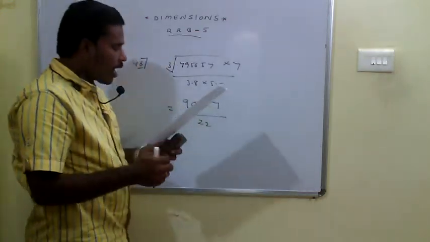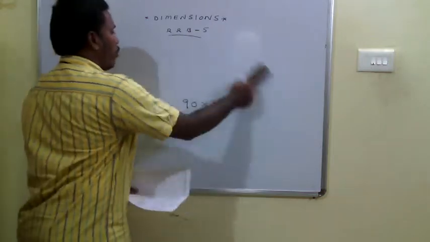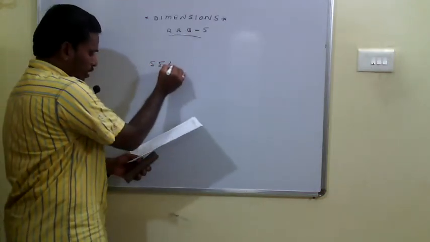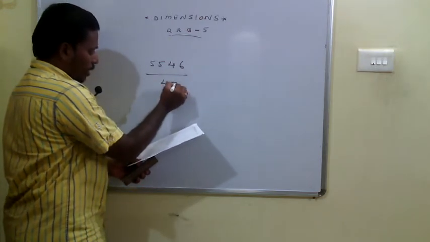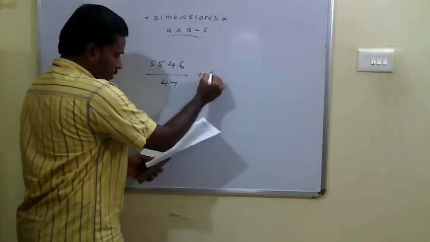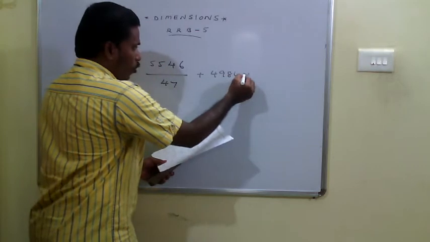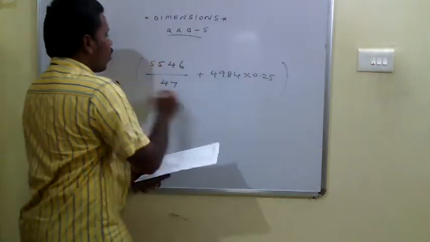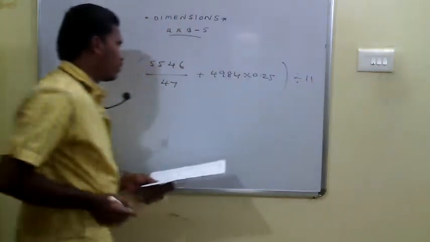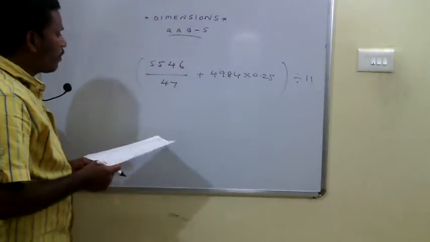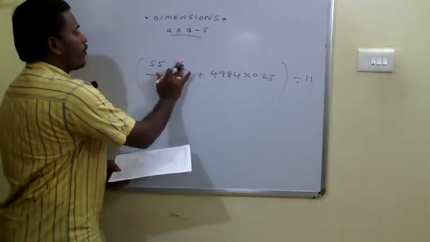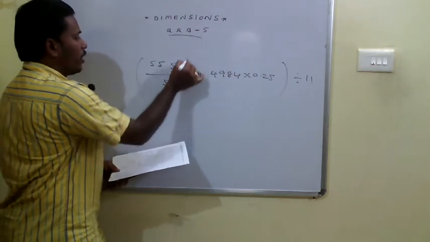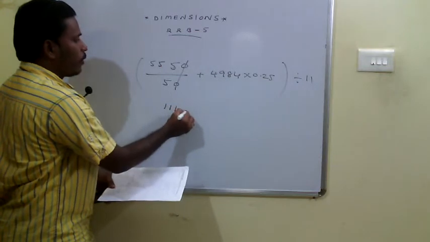Next, coming to the 47th problem. For the 47th problem, it is given that 5546 divided by 47 plus 4984 into 0.25. And then we need to divide the whole value by 11. This is the question. 5546 divided by 47. See, approximate this 5546 as 5550 and this 47 as 50. These two will get cancelled. Your answer will be 111.